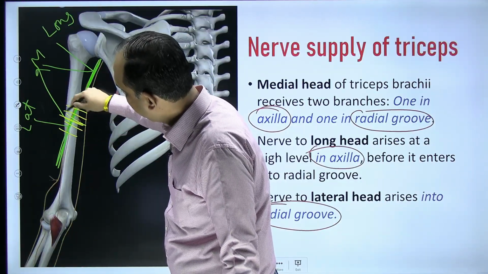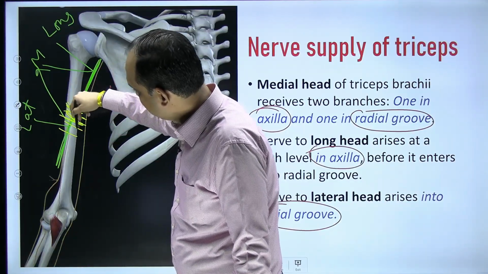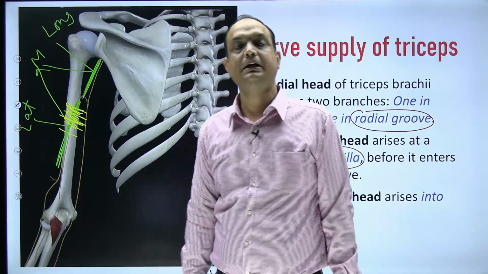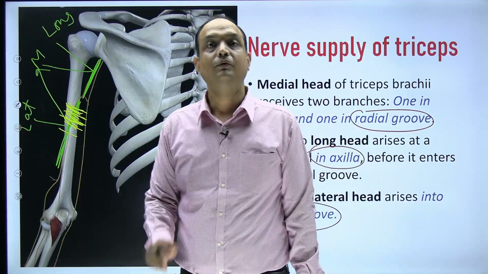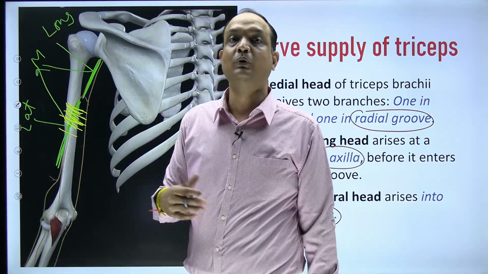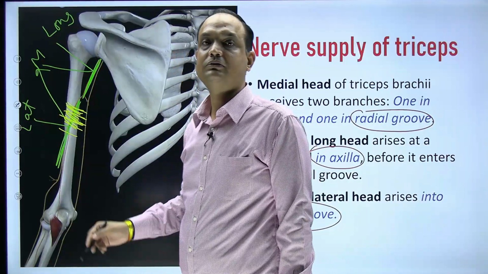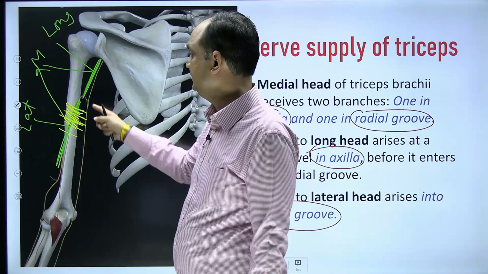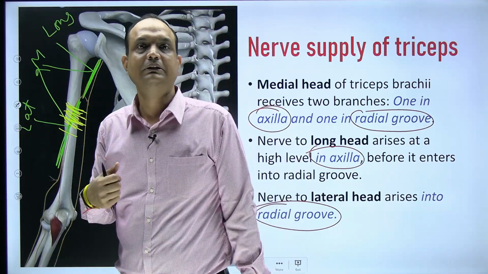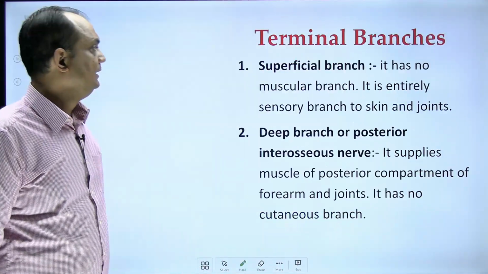If the radial nerve is compressed here in the radial groove, which head is going to be affected more? Here you can see that the lateral head is affected more, because the lateral head is receiving its supply in the radial groove. So this is an important thing which you have to understand.